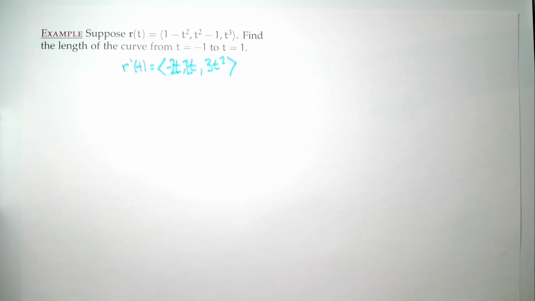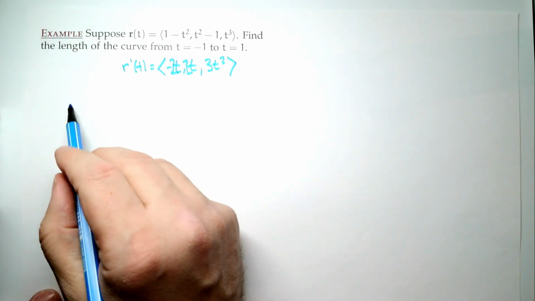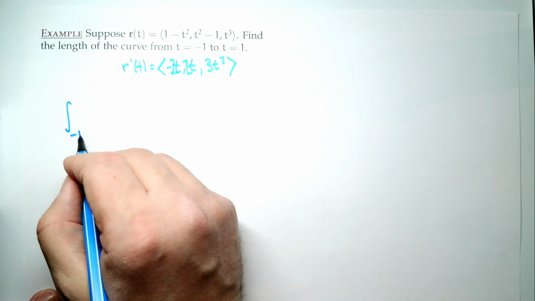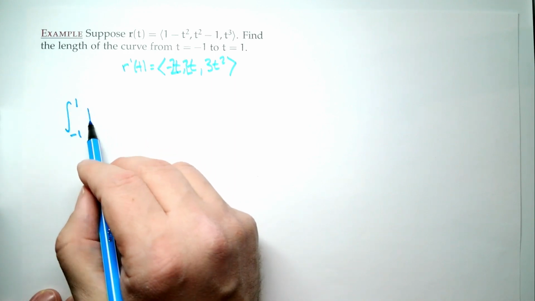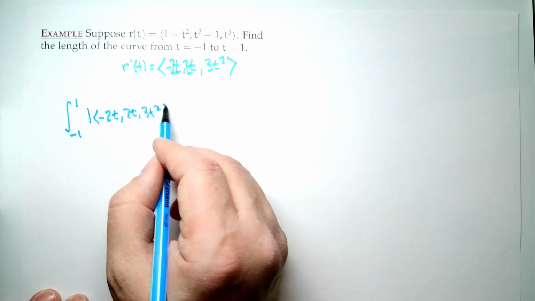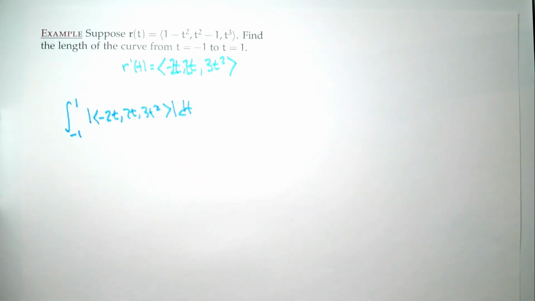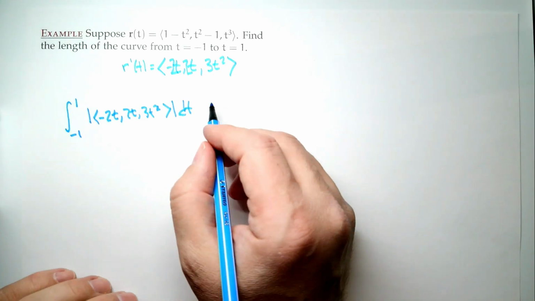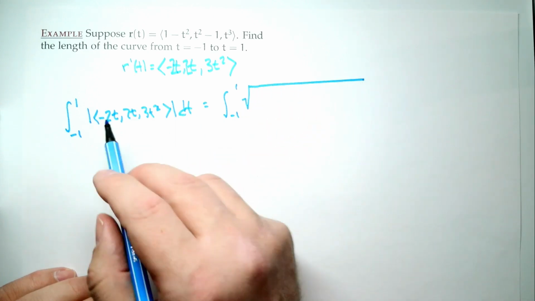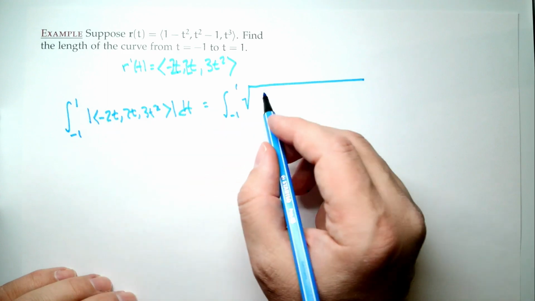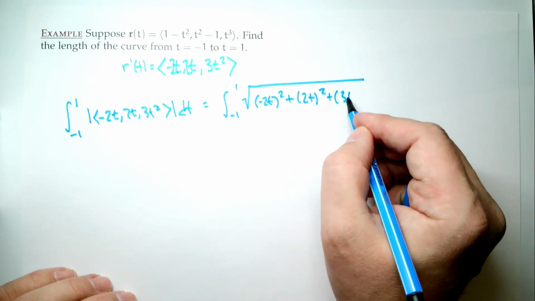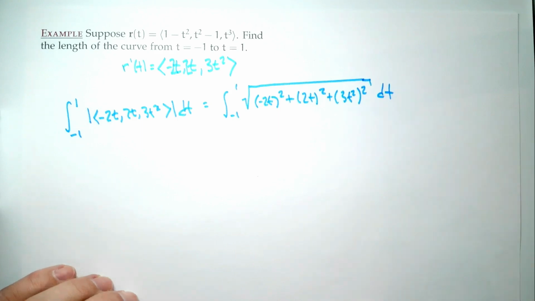So we apply the formula for distance. What are a and b? -1, +1. And now I'm going to have the magnitude of r prime: -2t, 2t, 3t squared, dt. This is the integral from -1 to 1 of the square root of, now I square each term and add it up, (-2t) squared plus (2t) squared plus (3t squared) squared, dt.